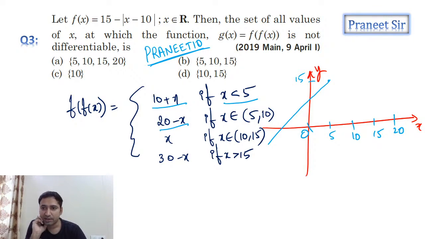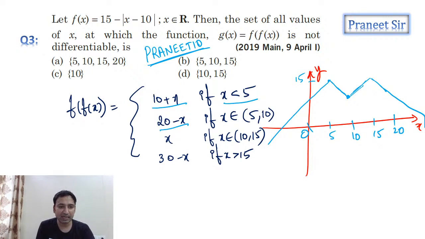Okay. Right. So guys, 5 to 10, what is it? 20 minus x. 20 minus x means, again, if you substitute 5, it is 15. 5 comma 15 only. When you substitute 10, it is coming like this. So it passes through which point? 10 comma 10 it passes. And then y is equal to x again. Y is equal to x means what? Again, we are getting it like this. Next, 30 minus x. 30 minus x means, again, we'll get it like this. So the graph is coming like this.